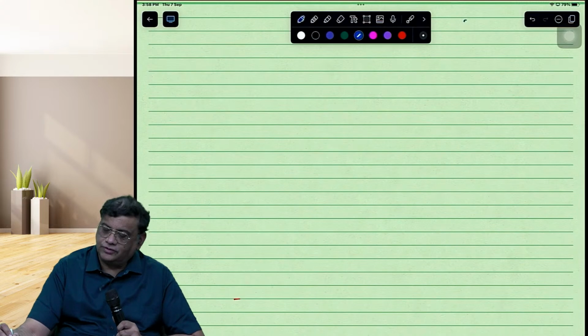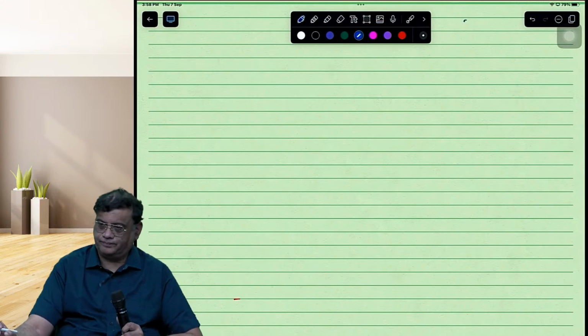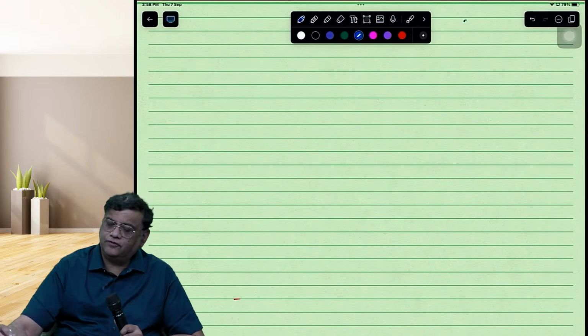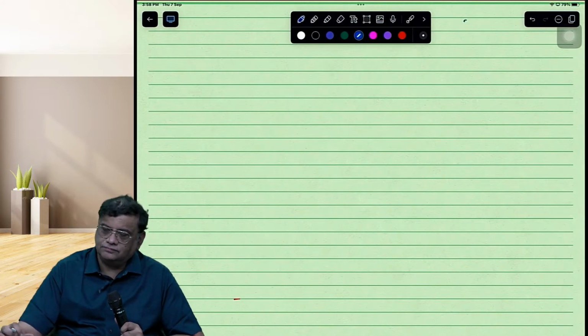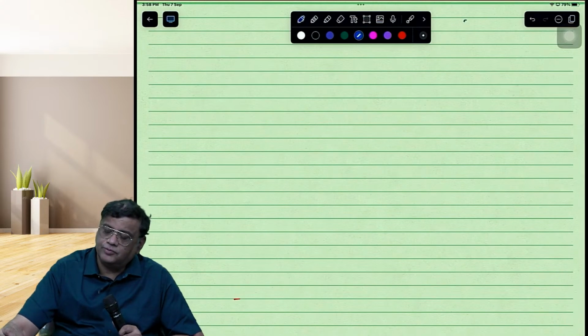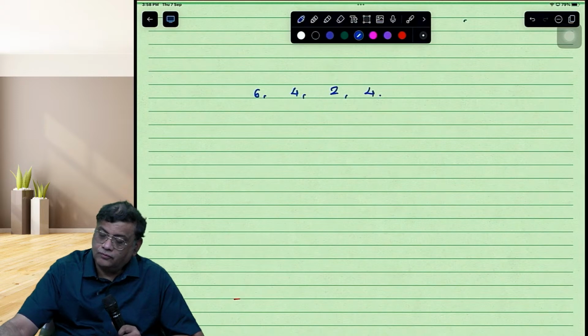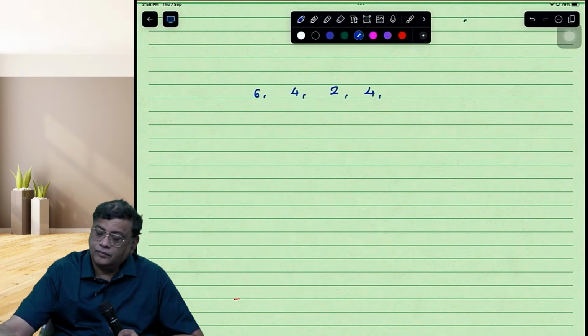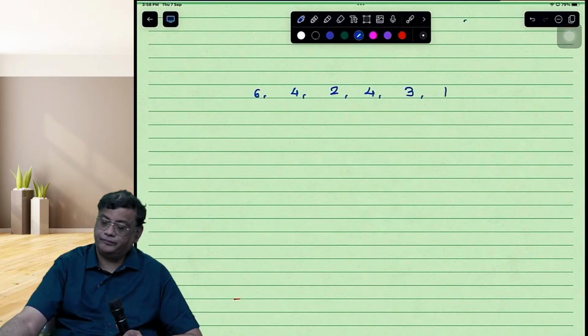So take up the question. Compute the different measures for the following data. 6, 4, 2, 4, 3, 1.